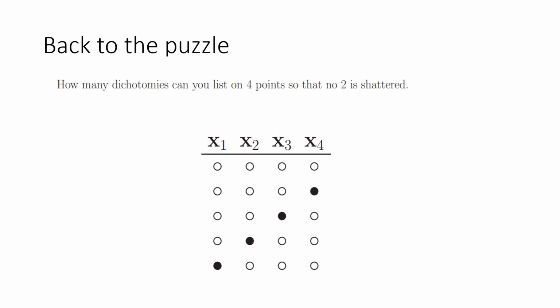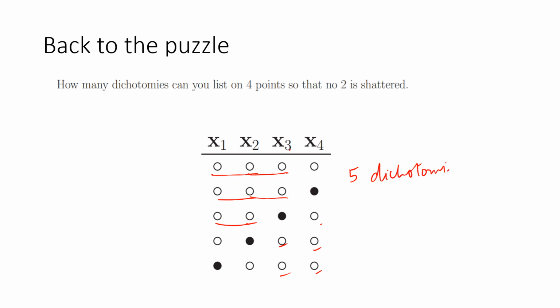Let's look at this arrangement of 1, 2, 3, 4, 5 dichotomies, right? And let's look at every pair. So x1 and x2, we have this negative repeated multiple times. Obviously, this is not shattered. You can go on and check x2 and x3, of course, a repeat of negative and negative, not shattered. x2 and x4, again, a repeat of negative and negative, not shattered. x3 and x4, again, multiple negatives, so not shattered. So basically, the answer to that question is we have 5 dichotomies.